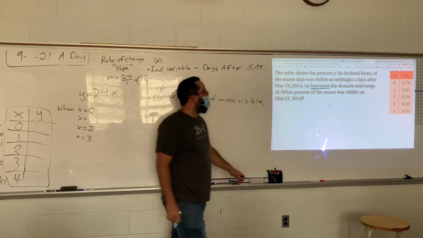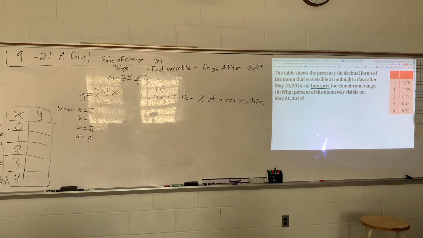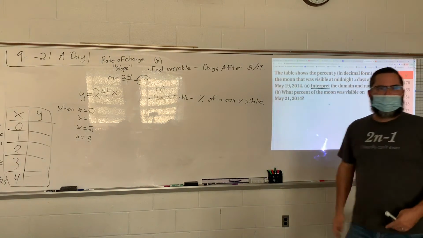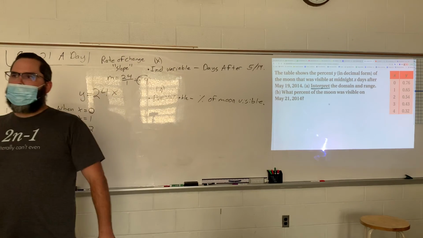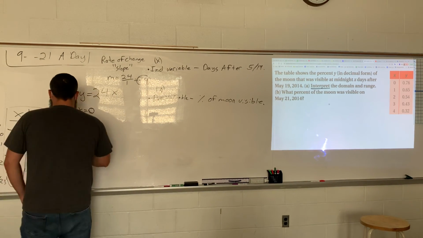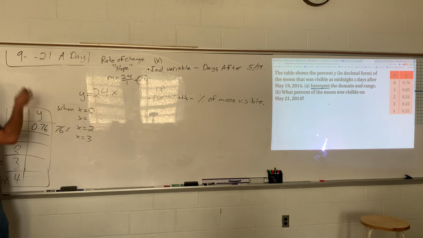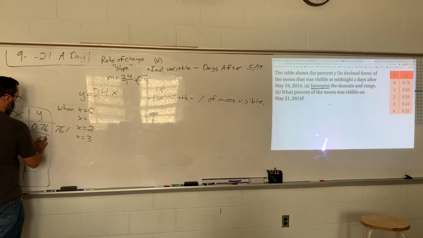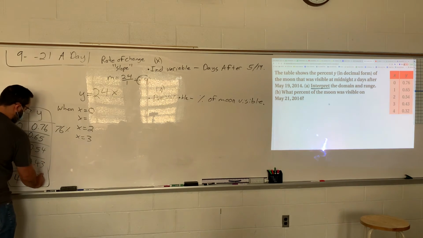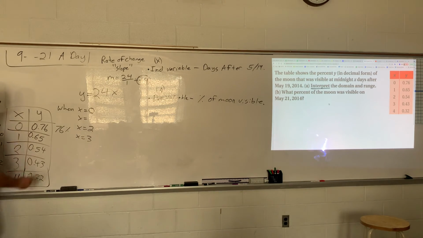Okay, the amount. So are we saying that there is 0.76 moon visible on May 19th? No. What does this mean? 76% of the moon visible. You got it. So they're in decimal form. We don't want to write 0.76%. We want to write 76%. Can you read me the other decimals? 65%, then 54, 43, and 32. All these are percents.